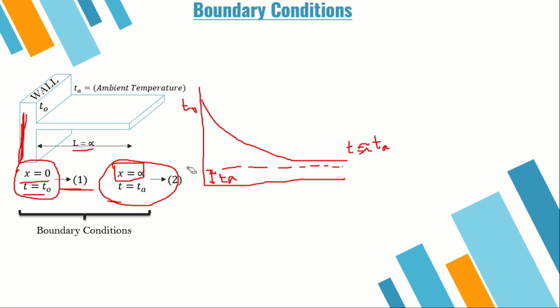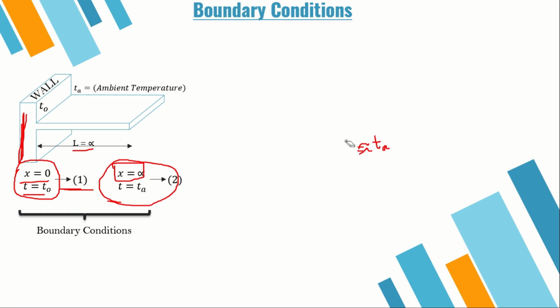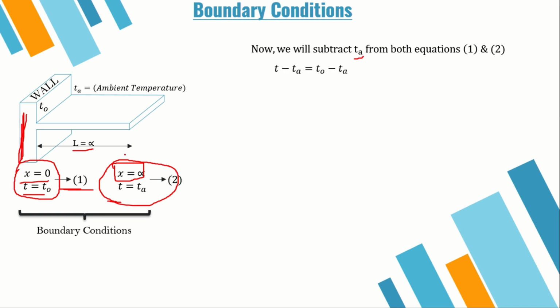So let me erase this curve. First of all, we have to subtract Ta, the ambient temperature, from both sides of the equations. As we know that T is equal to T naught, we subtract Ta from both sides, so T minus Ta is equal to T naught minus Ta. Then we can see that T minus Ta, we have assumed, is equal to theta.